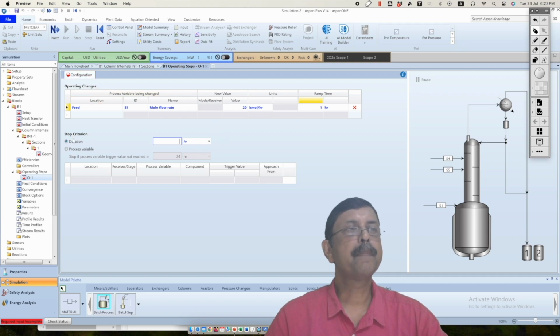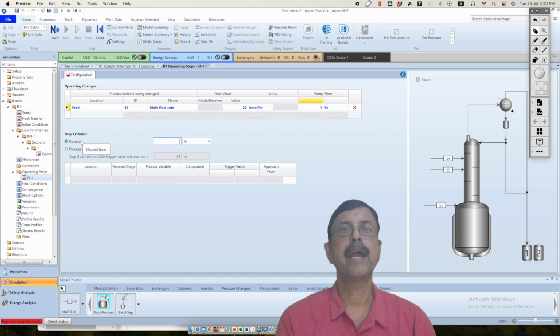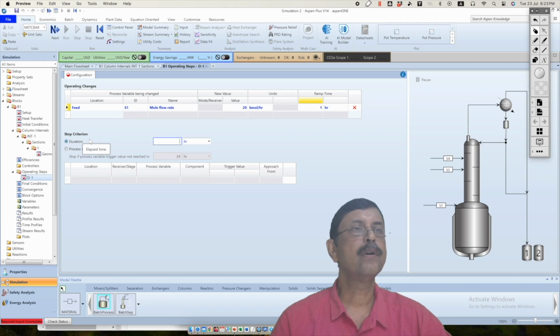And then the stop criteria. Because it is a batch separation process, right? It is not a continuous process. So any batch process needs to be given some criteria to stop the batch. We can say that the batch has to be stopped after so much time. So it is a time duration.